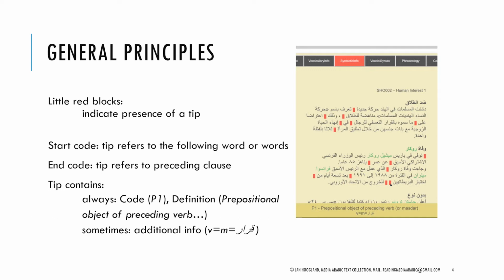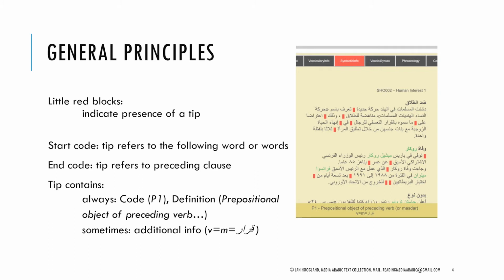One red block and the code and the tip that is behind it might indicate that this is the end of a relative clause, for instance. Later, when we go to the online demonstration, I will show you some examples. So this is about start codes and end codes.